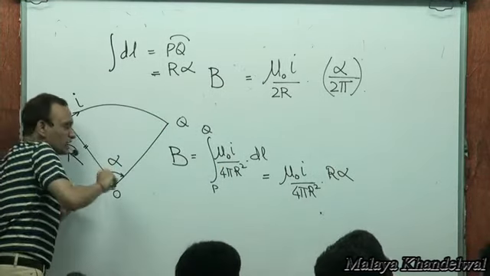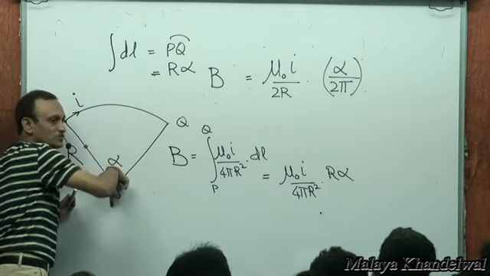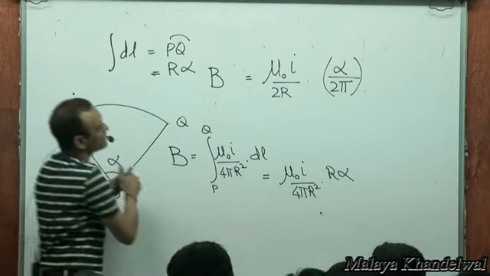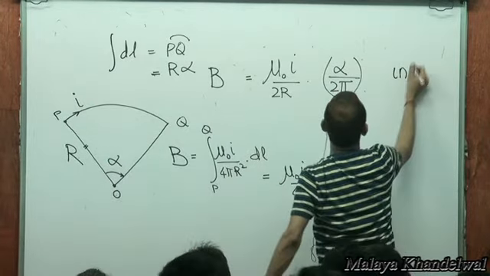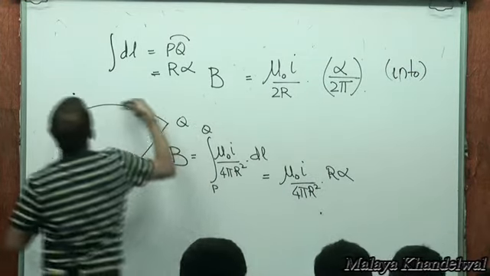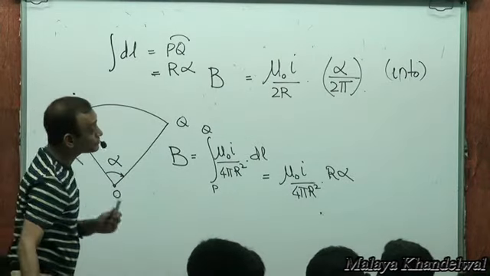And since all the dBs were into the plane of the board, if this was the sense of the current, see, these were my dLs, these were my r's, so all the dl cross r's were into the plane of the board for this being the sense of the current. This B would be into the plane of the board, right? If the current were to be going this way, then the B at O would have been out of the plane of the board, right?